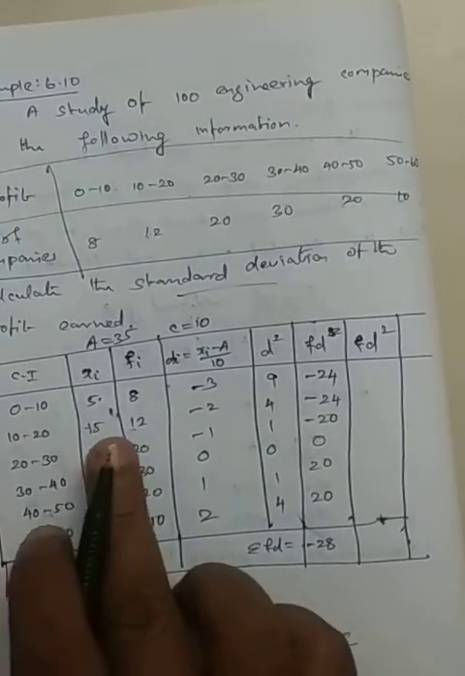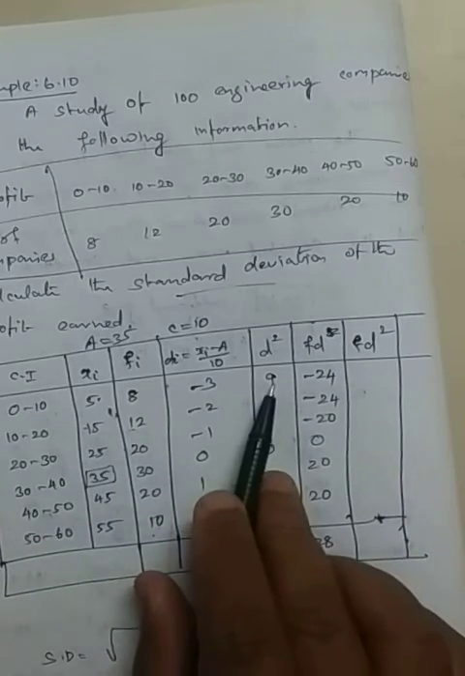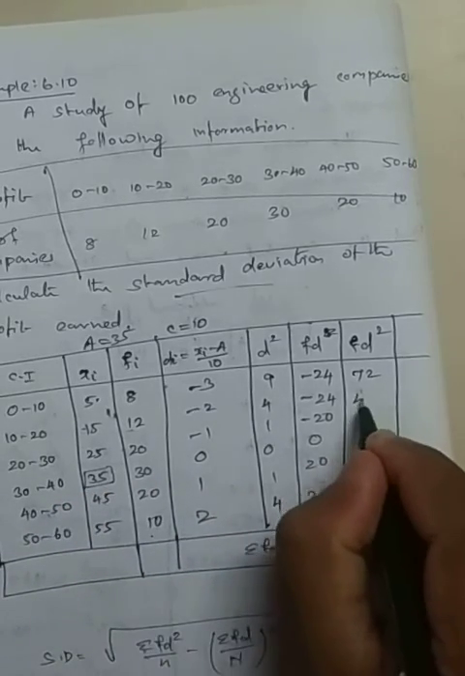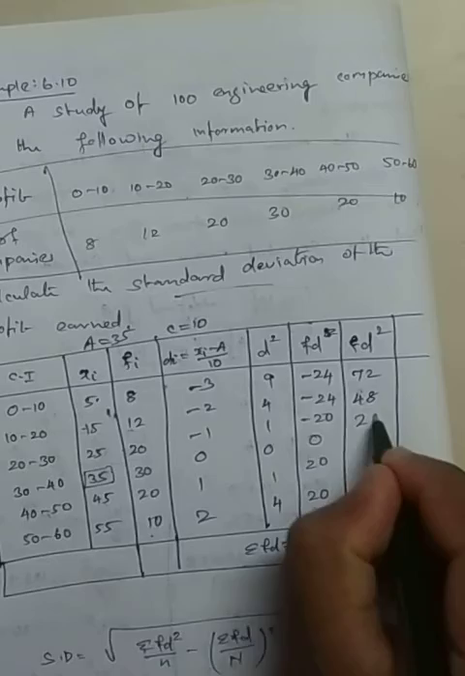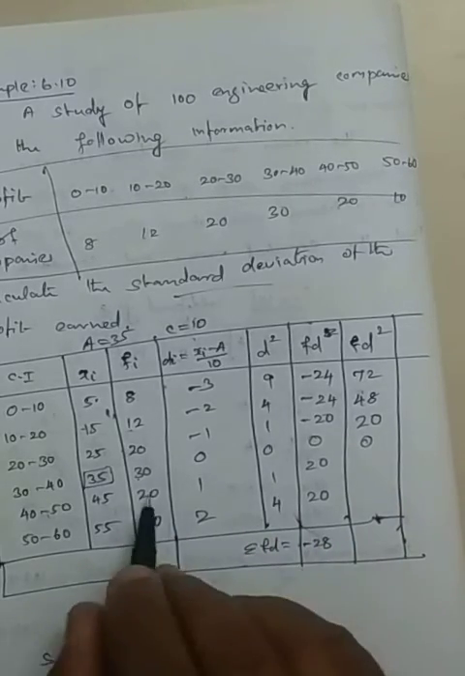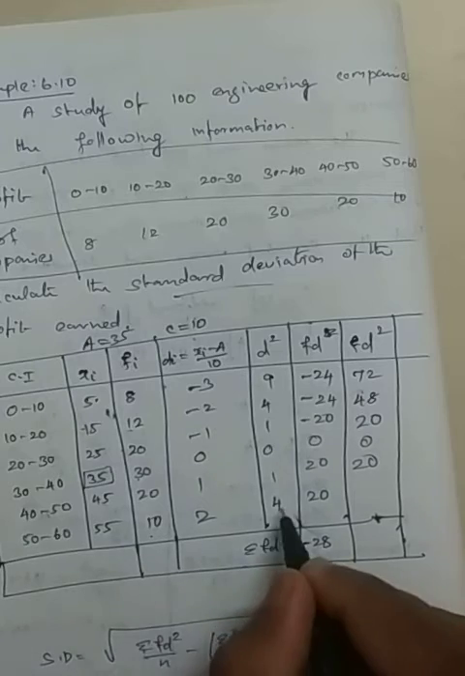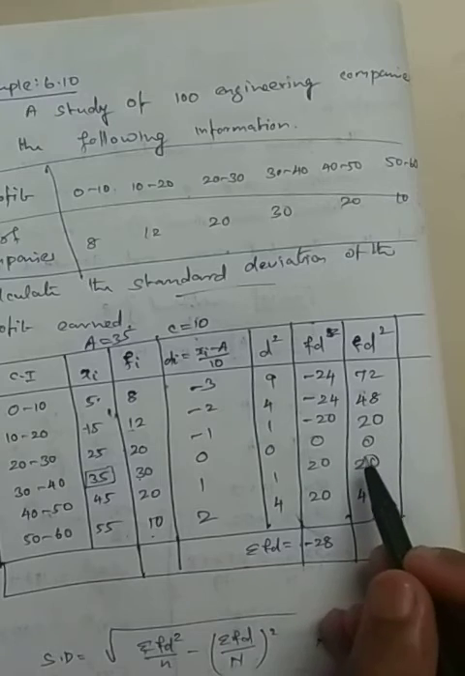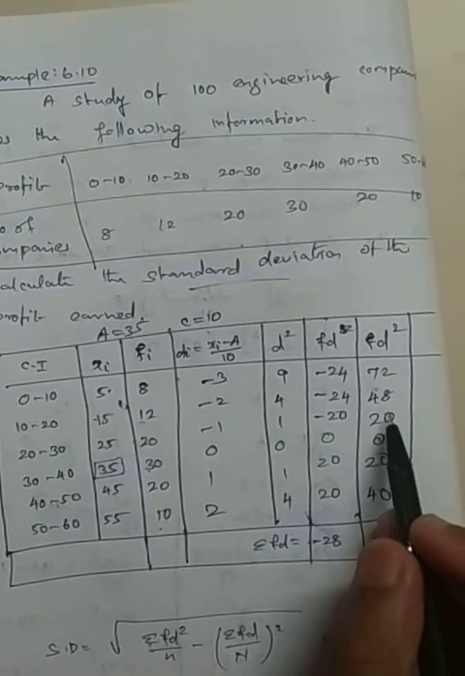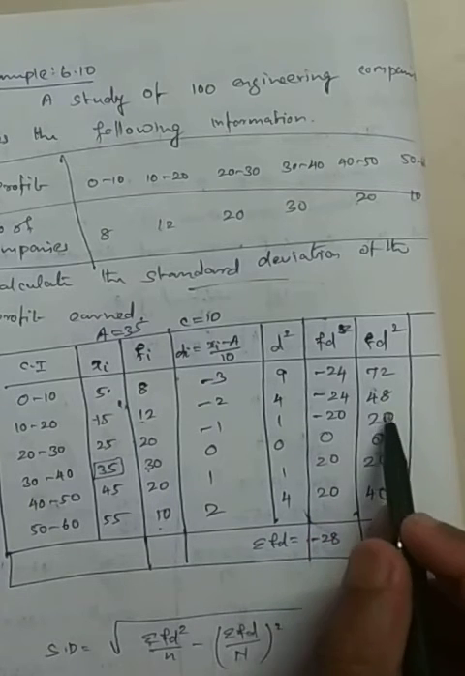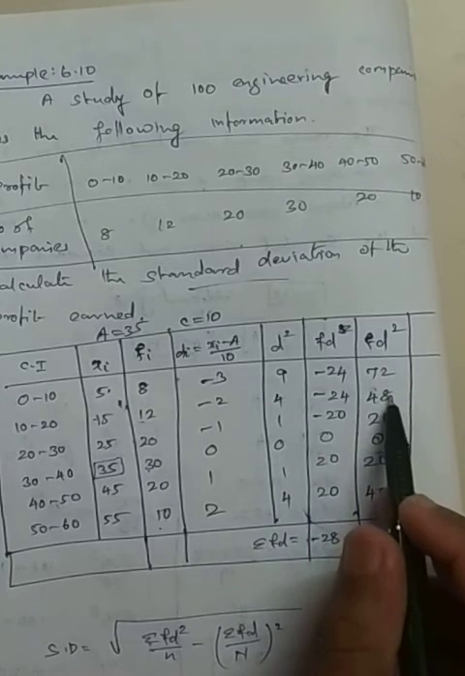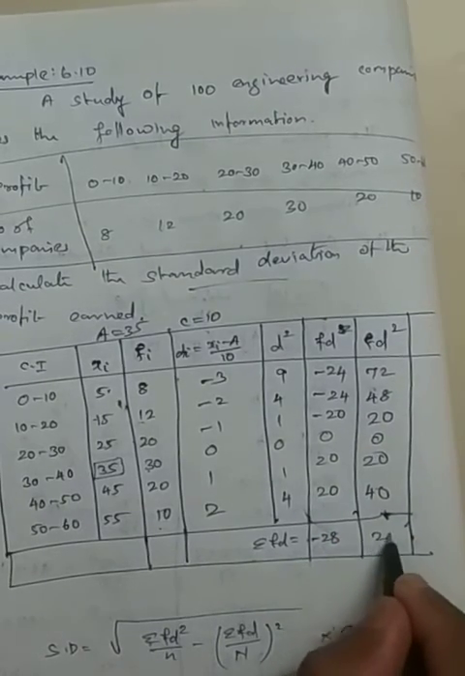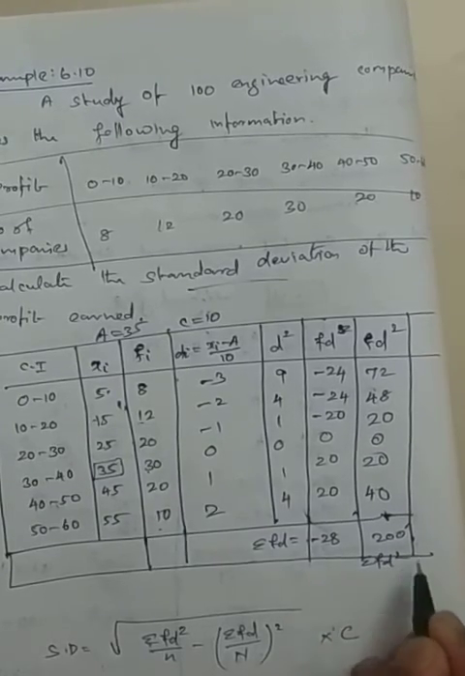Okay, so now that is the thing we are having. Next one, f into d square. 8 nines are 72. 12 fours are 48 will come, and 20 ones are 20 will come, 30 zeros are 0 will come, then 20 ones are 20 will come, 10 fours are 40 will come. I have done correctly, please check one time. So it's not a big thing. Now add: 72 plus 48 is 120, plus 20 is 140, plus 20 is 160, plus 40 is 200. So sigma f d square value is 200 we are getting.